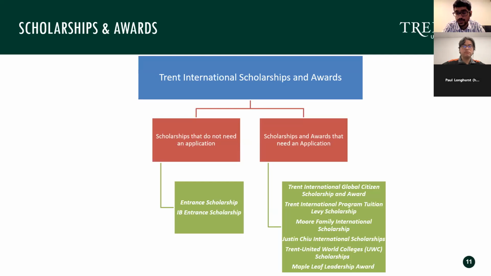The second kind of scholarships are the scholarships and awards that need an application. You can see that there are a lot of different scholarships under this category. The good thing is that you only need to fill just one form to apply for all the scholarships at once, so it makes the process a little more streamlined for you. These require a bit more proactiveness on your part to get considered for these scholarships.